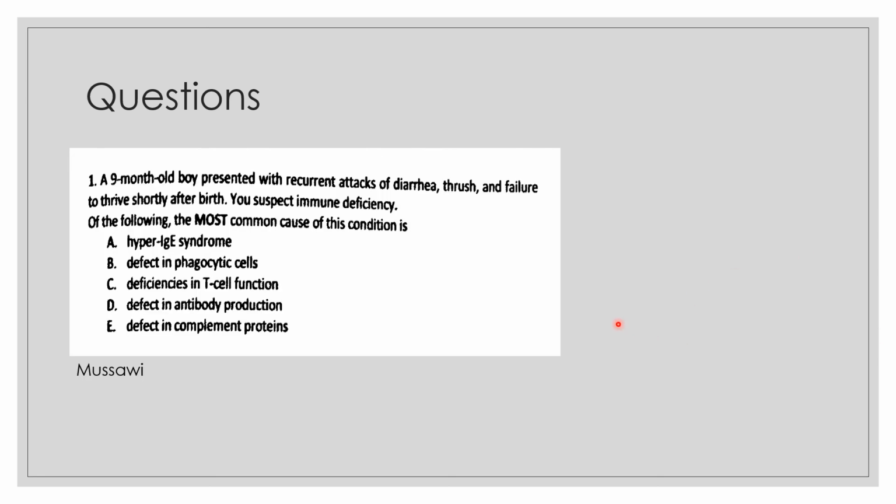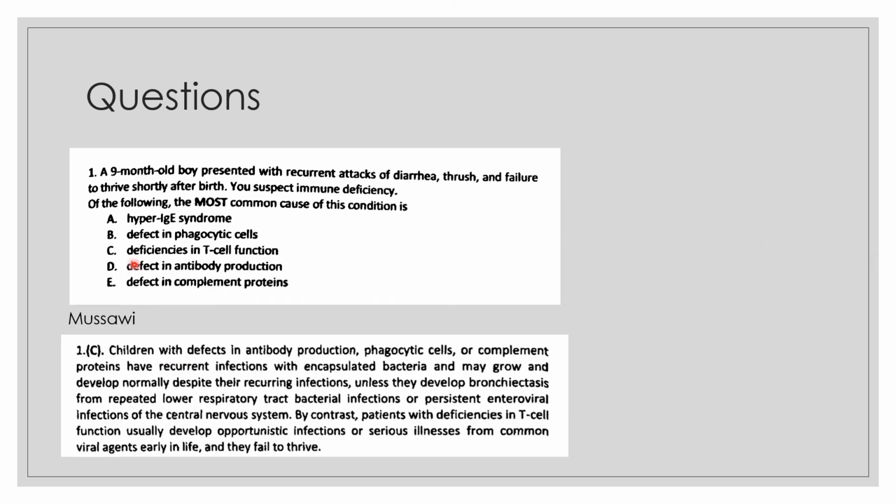Okay, next question. A 9-month-old boy presented with recurrent attacks of diarrhea, thrush, and failure to thrive shortly after birth. You suspect immune deficiency. Of the following, the most common cause of this condition is: hyper IgE syndrome, defect in phagocytic cells, deficiencies in T cell function, defect in antibody production, defect in complement proteins. I mentioned regarding the early onset. So the answer will be C, deficiencies in T cell function.